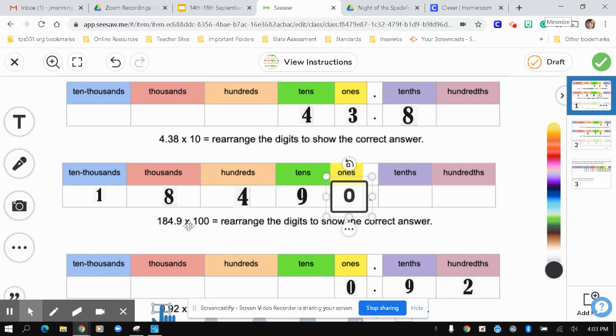So that's what you're going to do when we're multiplying. We move up the place value chart. When we divide, we move down the place value chart.